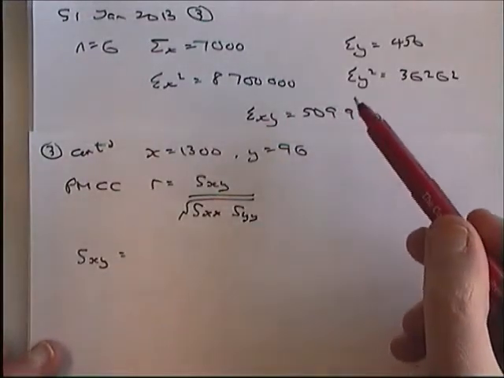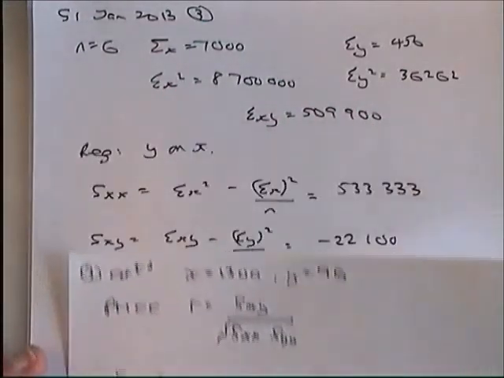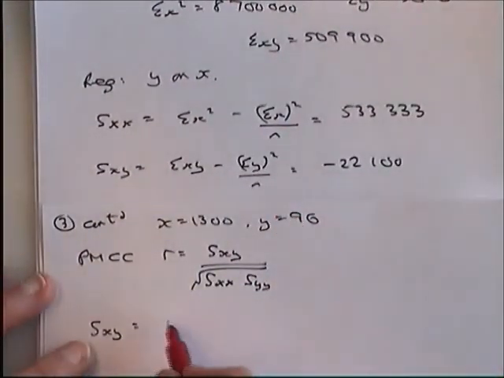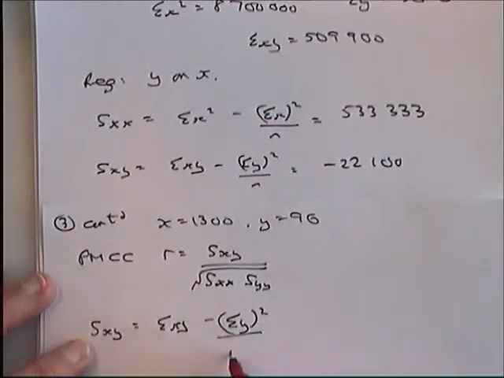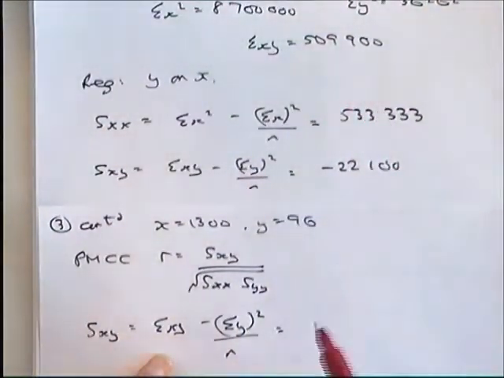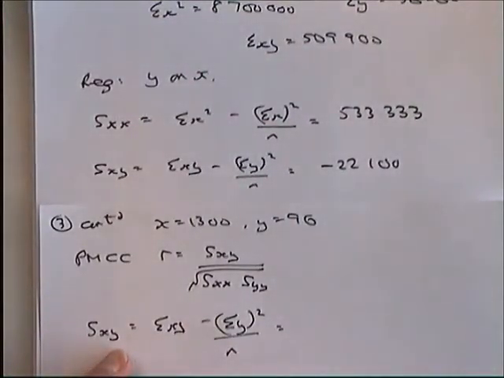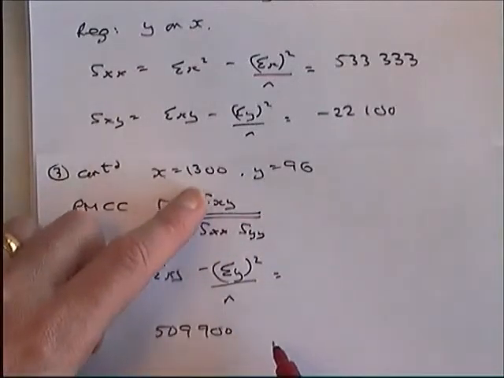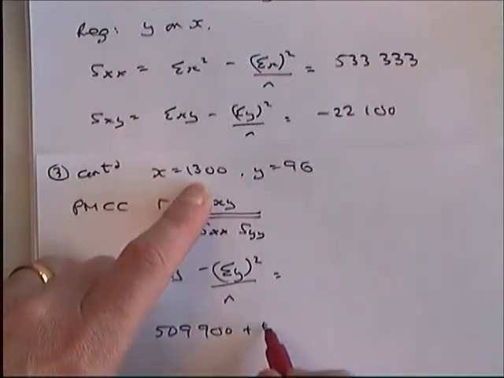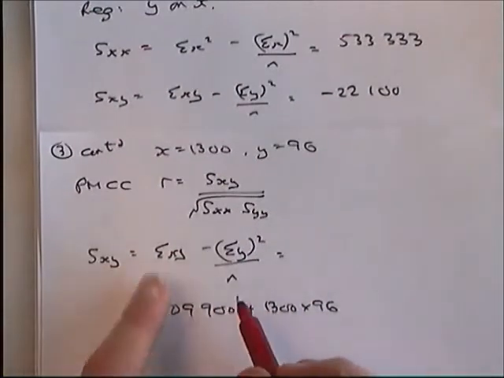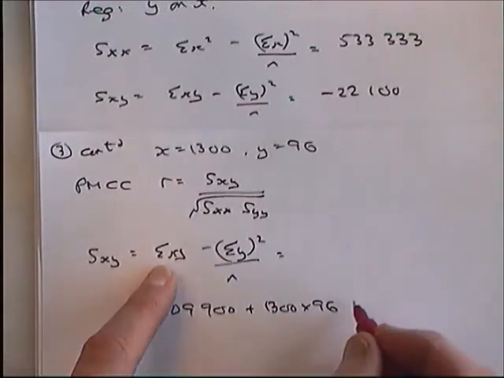We have all the values up here for the 6 countries that we had earlier, and we've got the formulae we had before as well. So SXY was sigma XY minus sigma x sigma y over n. Now sigma XY for the original 6 countries was 509,900. But now we've got this other value to go in, so we need to add on its x value times its y value. So that sum you can see there is the new value of sigma XY.